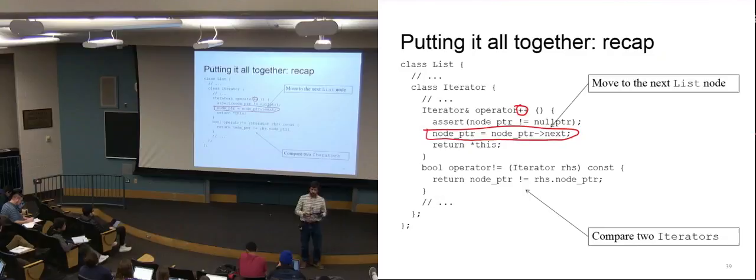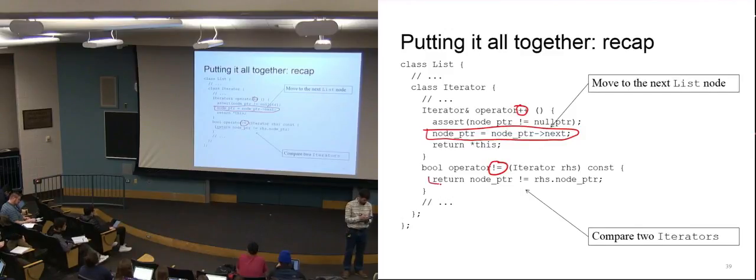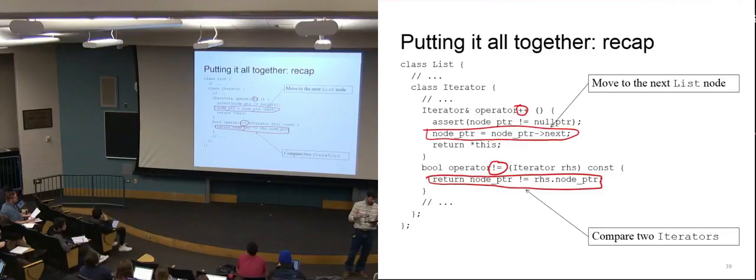We also need to compare two iterators. That's the not equal operator. To compare two iterators, we compare the things that they point to. We compare the node pointers they point to. If the node pointers are different, then the iterators are different. If the node pointers are the same, then the iterators are the same. That's what this code is doing.